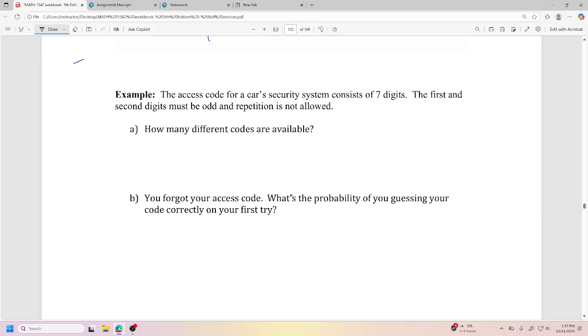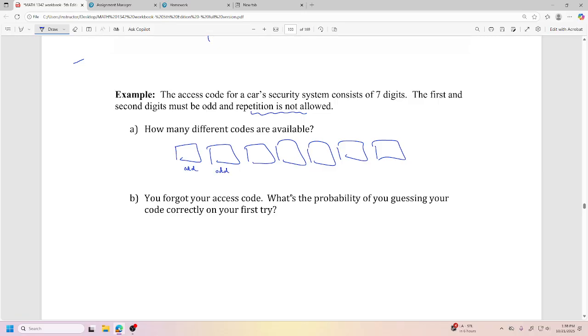Okay, it says an access code for a car has 7 different digits. The first and second must be odd. No repetition allowed. What do we do? I've always tried to draw it out like a picture. So we've got 7 different digits, and again there's no repetition, so you can't do 1 1 1 1 1. You have to do it a little differently than that. They're saying that the first two have got to be odd.